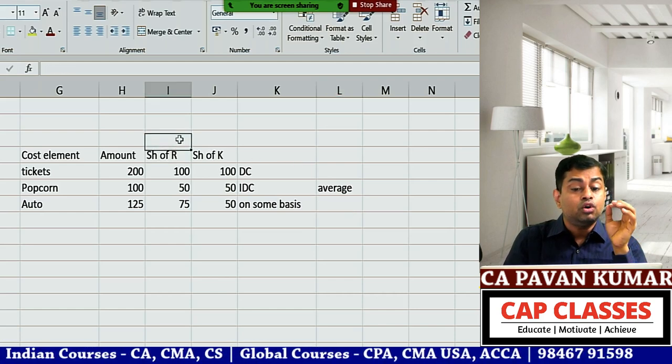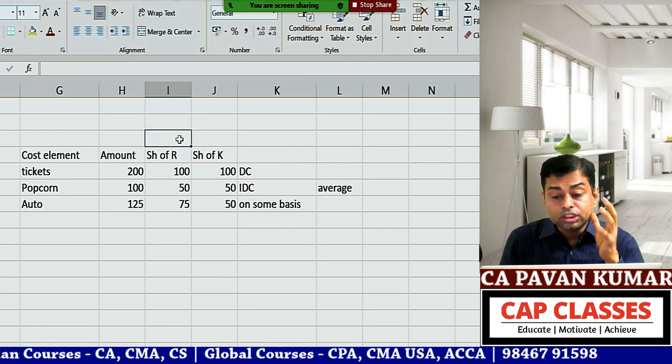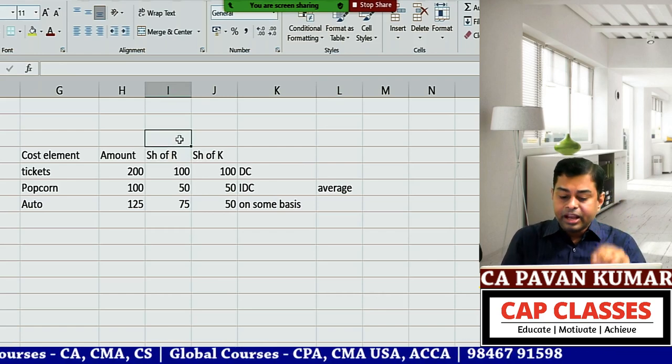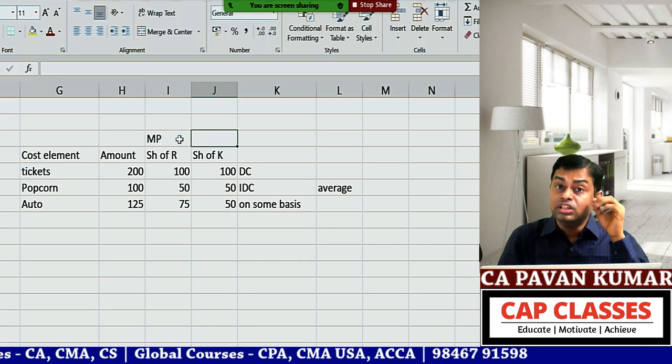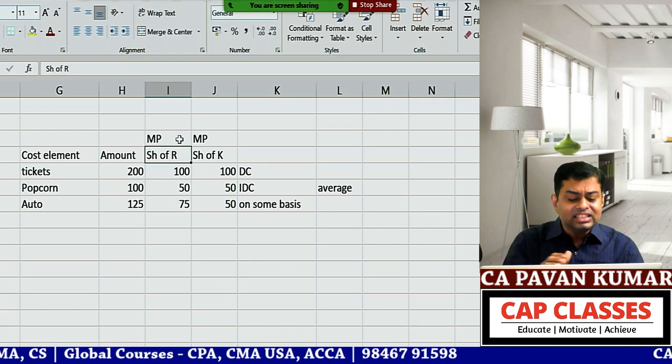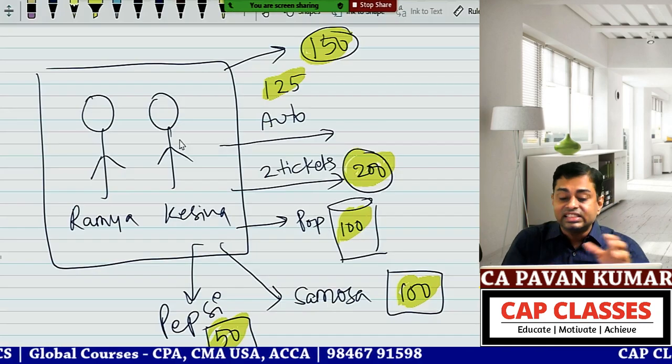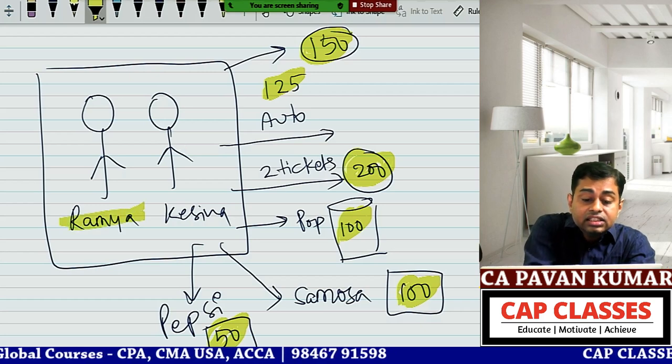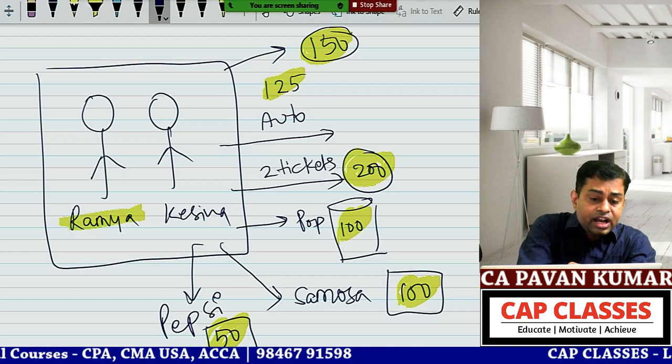So here, who is product 1? Ramya. Is she a main product? Yes, main product. Who is Kesina? Is she a main product? Yes, both of them are main products. Now imagine the same example, instead of Ramya and Kesina, this is you.